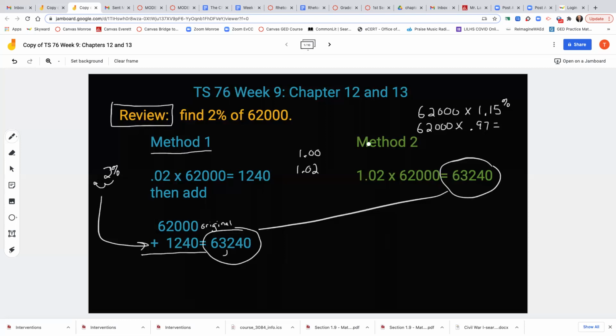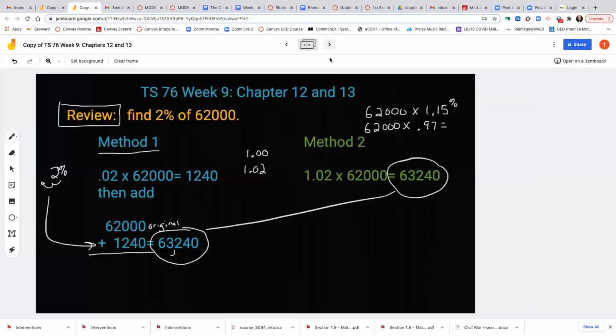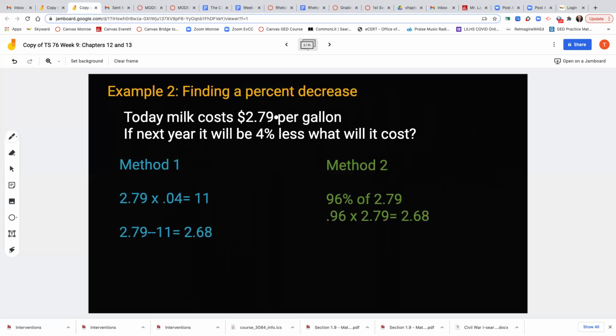That's a review concept, but it's going to help you tonight as we start looking into our next few concepts, which is finding percent decrease of something. So I'm going to pause my recording because I just want to give you time to write all this down.